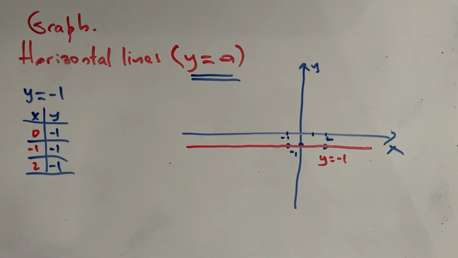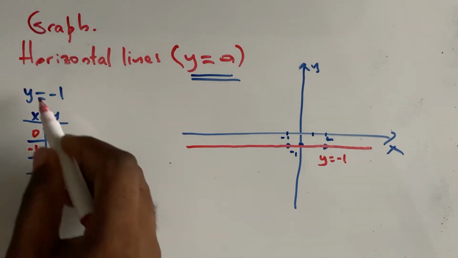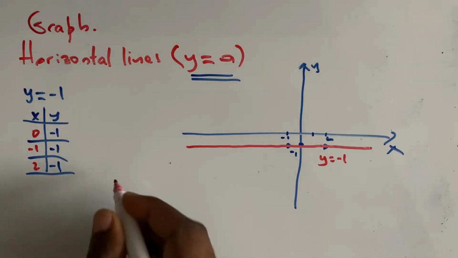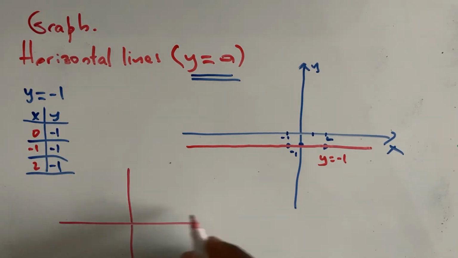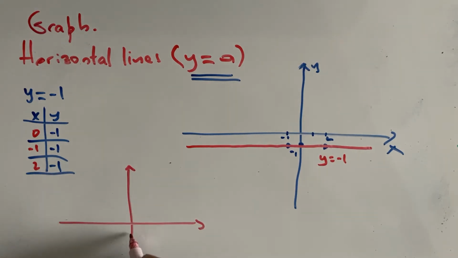Again, by the way, you don't really need to get the points because once you know it's y equals -1, you could have just done this. Let me show you. Go to -1 for y and just draw a horizontal line. That's it. You're done. This is the graph. So anytime you graph a horizontal line, just go to the y value given and draw a horizontal line because it could have any x value, but the y value is always -1. So that's why it will always be a horizontal line, okay?